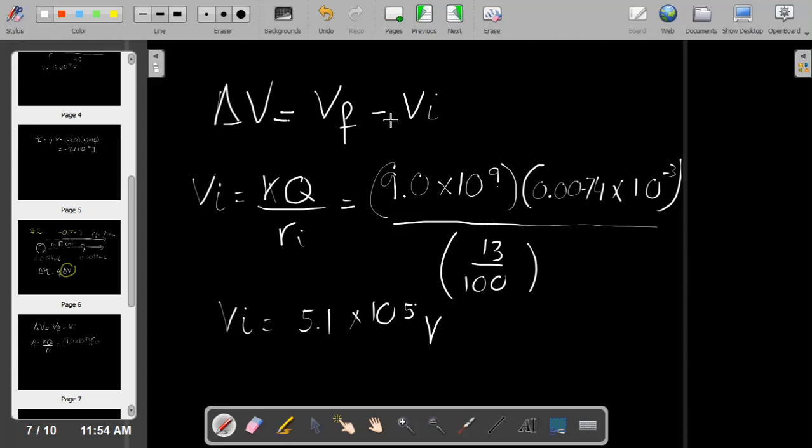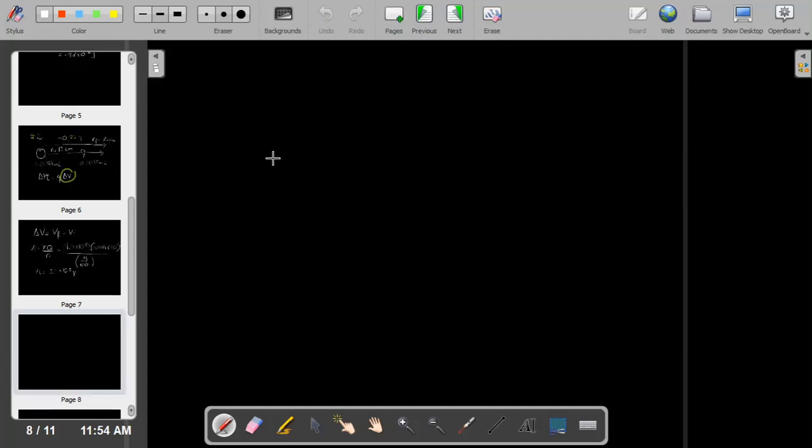Now we need to find this final potential. So let me get another page right here. And our potential final, once again, is our constant. I'm going to just put it directly because it's the same formula, times 10 to the 9. Our charge has not changed.